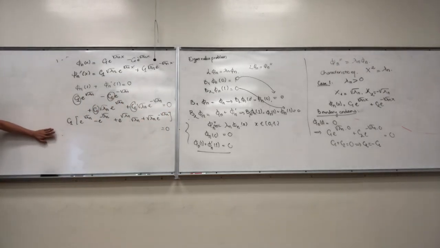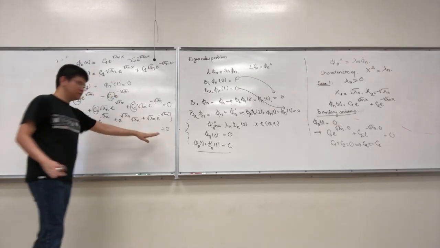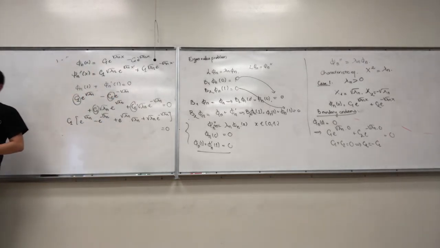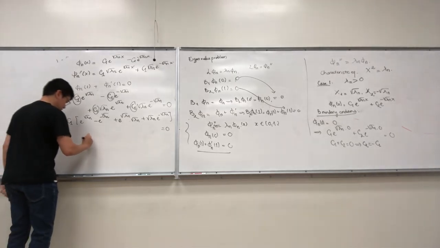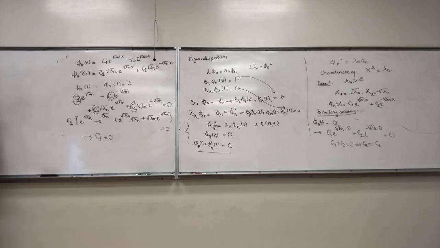Right? Now I've put C1 outside. I have C1 times this whole thing is 0. What can I say? C1 is 0, right? Right, so from this, I can say that C1 is 0. Question: what if this is 0? It cannot happen. Why?